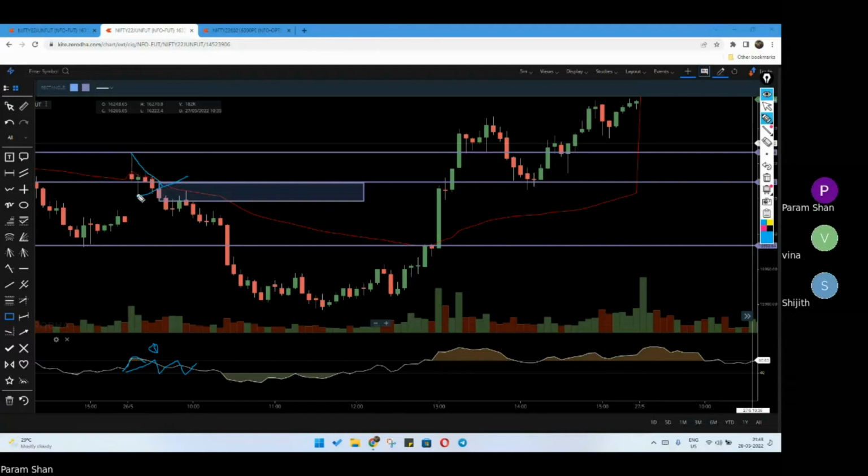This is not a proper symmetrical triangle, but it is kind of. You have the tops connected, you have the bottoms connected, and you do have this triangle pattern identified. After identifying the triangle pattern, number one, the price is below VWAP. It is kind of a bearishness.